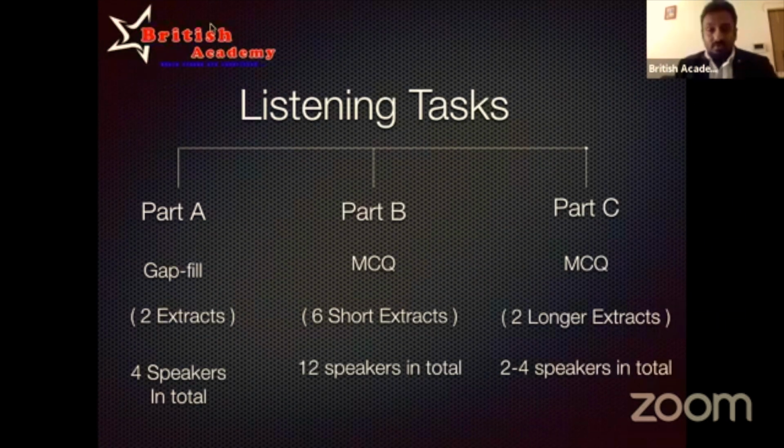Now, the listening task is divided into three parts: part A, part B, and part C. In part A, which is a gap filling session, you're going to get two extracts, which means two audios. There will be four speakers in total, which means in each extract, two people would be speaking at a time. It would be a communication between a healthcare worker and a patient. This is something you should understand very well. There will be four speakers in total.